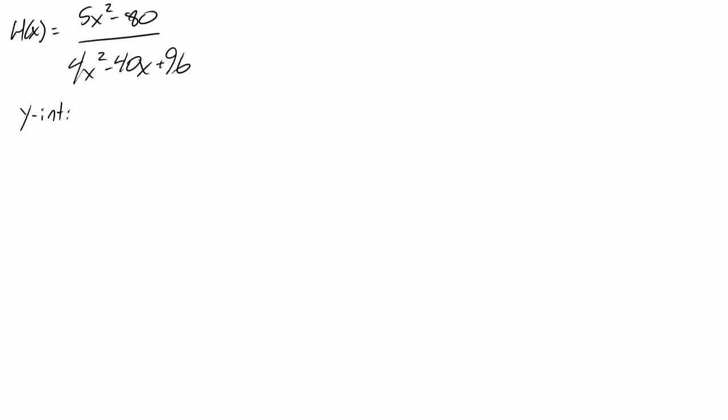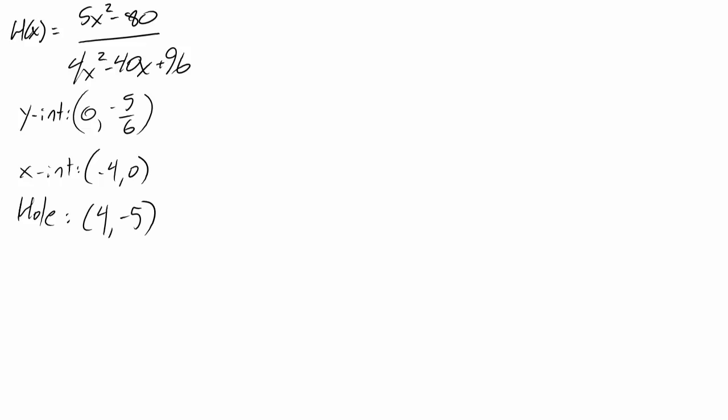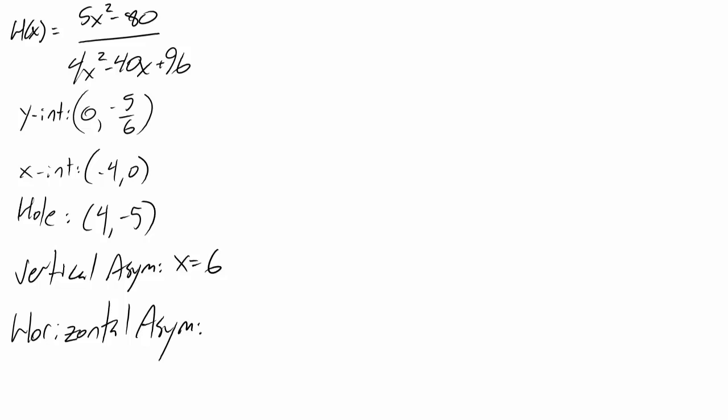So we had our y-intercept here at 0, negative 5/6. We had our x-intercept at the point negative 4, 0. We had our hole in the graph at the point 4, negative 5. We had a vertical asymptote, the line x equals 6. And we had a horizontal asymptote, the line y equals 5/4.